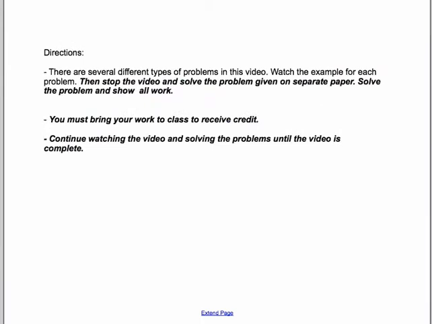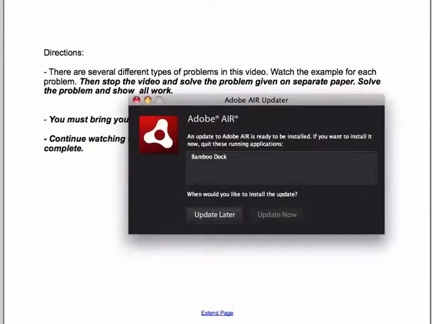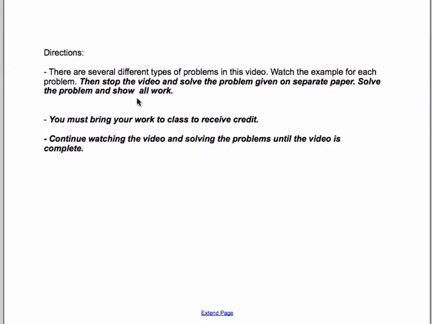In this video there are several different types of problems. You're going to watch the example for each problem, then stop the video and solve the problem that's given on a separate sheet of paper. Be sure that you show all work. If you're confused, go back and watch the previous example. You must bring your work to class to receive credit. You have to show all work, label your answer, and make sure you continue stopping and starting the video until it's complete.